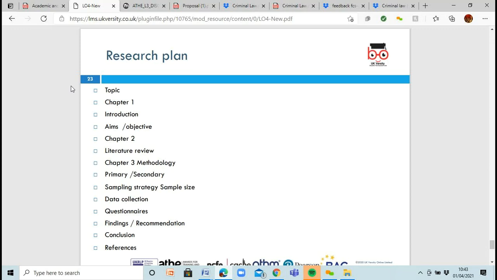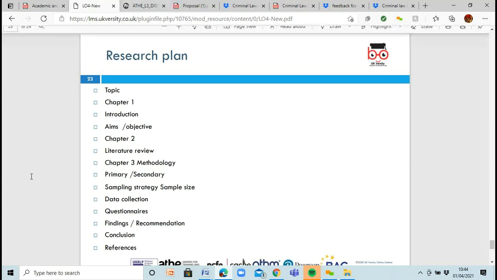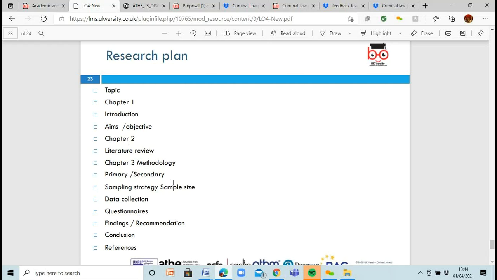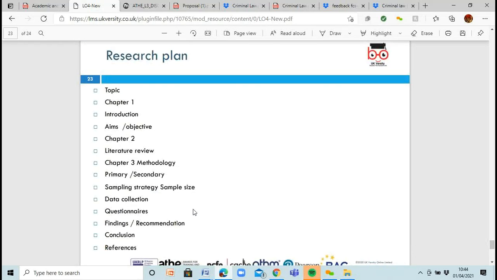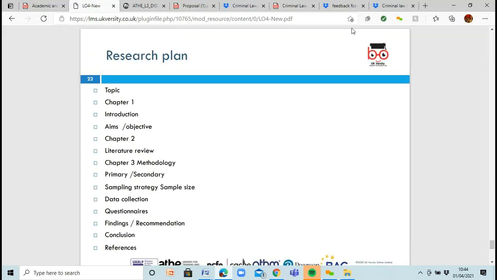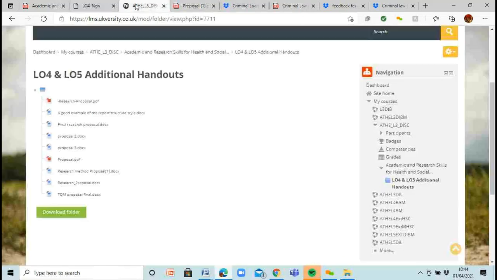And then finally, you're going to put down a conclusion. So you're going to cap it all off, and then you're going to add references. So it doesn't seem as long-winded when you look at it in this way. So that is for the research plan. And remember, go on to the LO4, LO5 additional handout section and just have a quick look through them. They've got a nice few ideas that are already here that you can use.